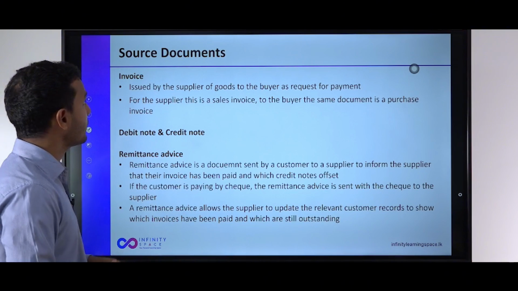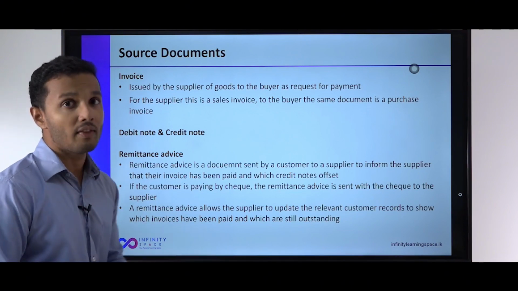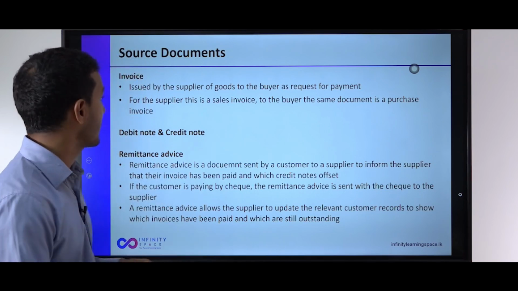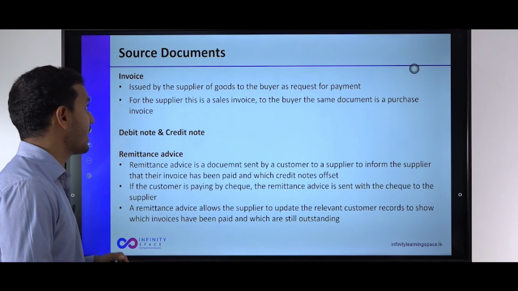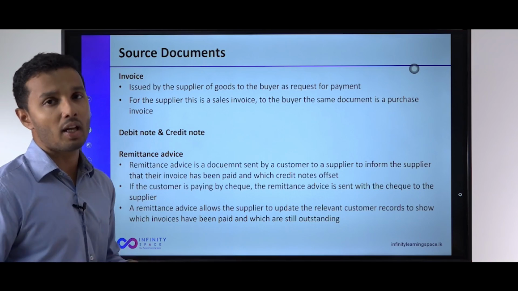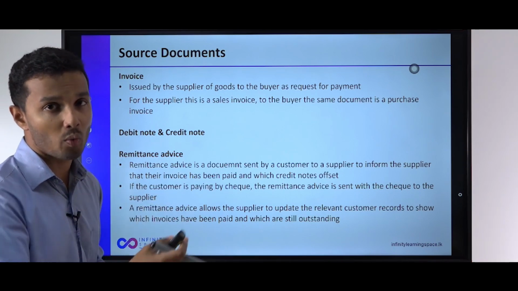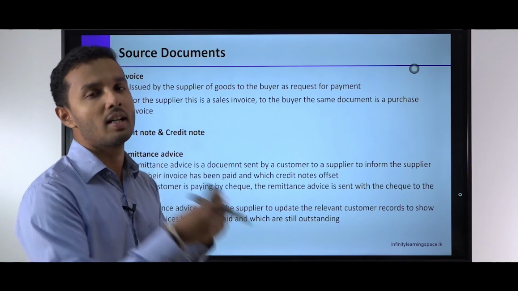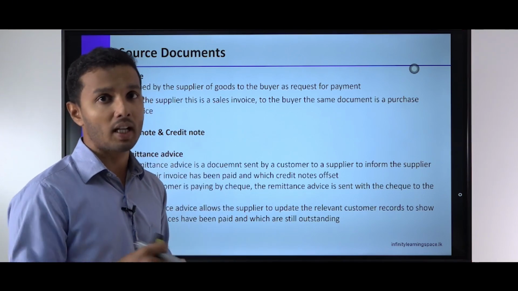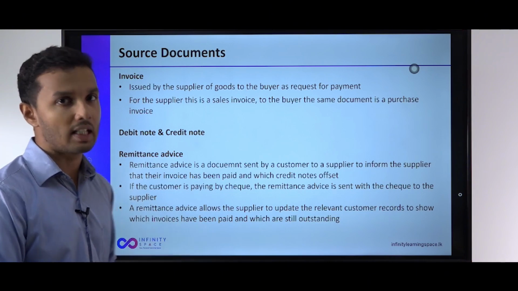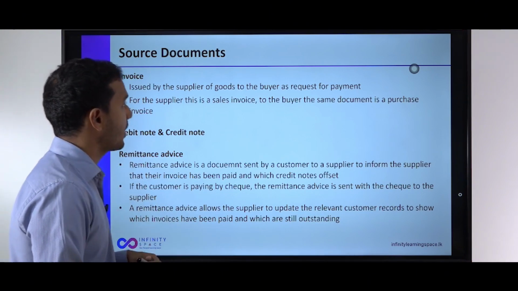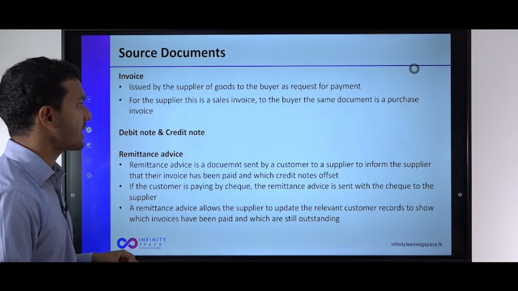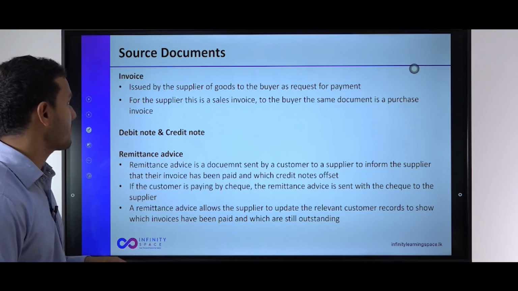Right. Then we have the actual source documents. These are documents that give us proof that a transaction actually happened. Right. First we have the invoice. So an invoice is normally sent by the supplier of goods to the customer, formally requesting the customer to make a payment. An invoice is a request by the supplier to the customer to make a payment for the goods and services delivered. Issued by the supplier of goods to the buyer as a request for payment. For the supplier, this is a sales invoice. To the buyer, the same document is a purchase invoice.